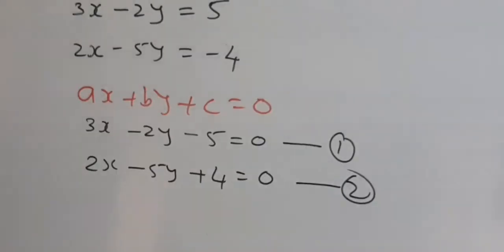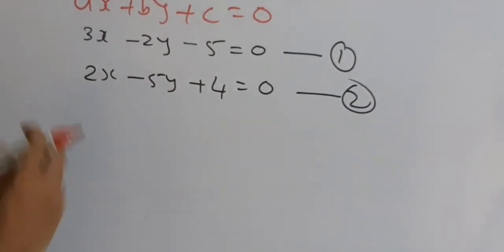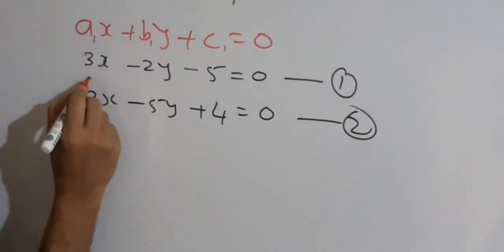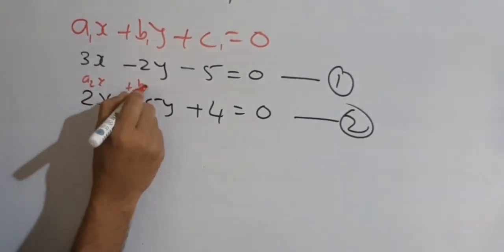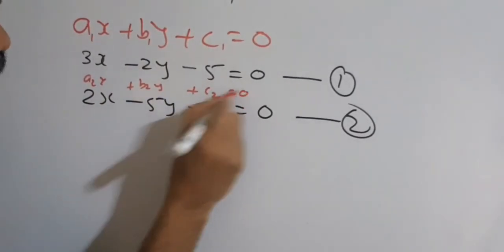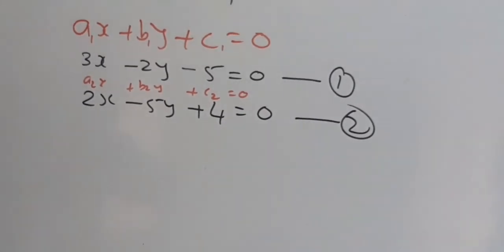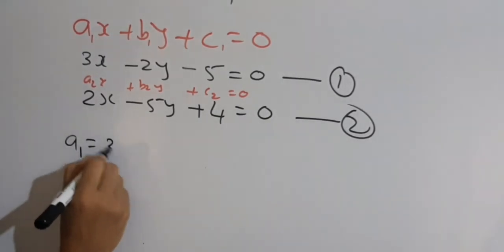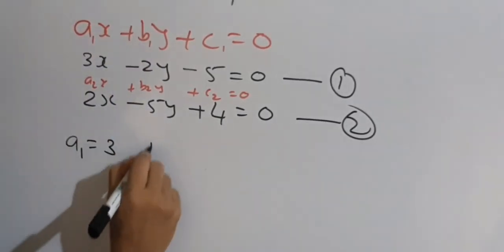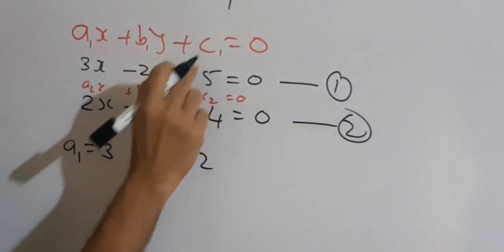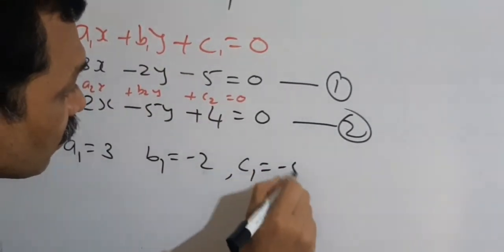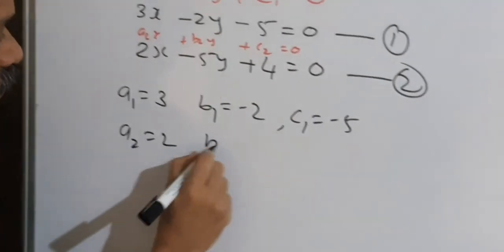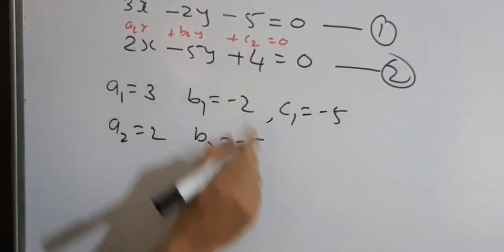Now we'll take this as a1x plus b1y plus c1 equal to 0, and this I will write as a2x plus b2y plus c2 equal to 0. Therefore we can write the values of a1, a2, b1, b2. Here a1 is equal to 3, b1 is equal to minus 2, c1 is equal to minus 5. Same way, a2 is equal to 2, b2 is equal to minus 5, and c2 is equal to 4.